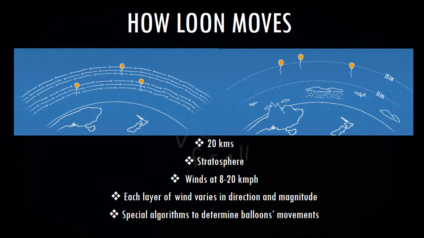Now we saw how Loon moves. Loon balloons travel approximately 20 kilometers above the Earth's surface in the stratosphere. Winds in the stratosphere are stratified, which means each layer of wind moves in different directions, and each layer of wind varies in speed and direction. The balloon uses special software algorithms to determine where the balloons need to go, then moves into a layer of wind blowing in the right direction. By moving with the wind, the balloons can be arranged to form one large communication network.